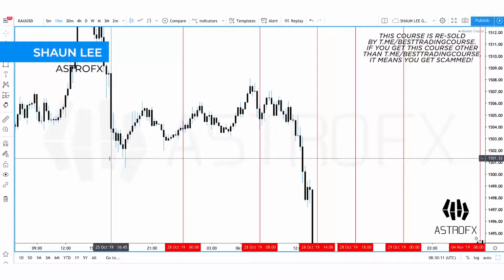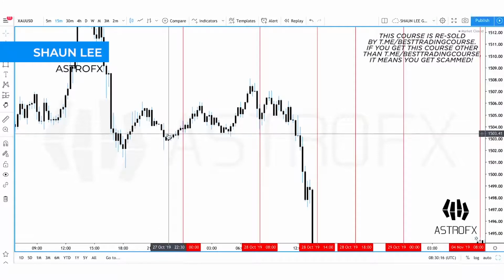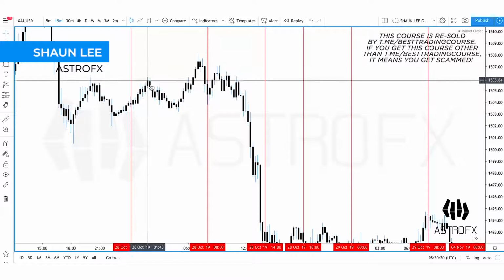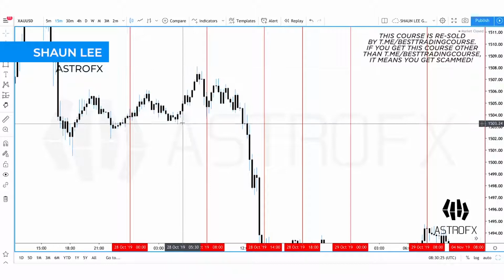So market opens at 10 p.m. 11 on gold, 10, 11 on gold, anywhere around here. Asia creates one high, Asia creates a low, Asia creates a secondary high. So this is the high of Asia, this is the low of Asia.